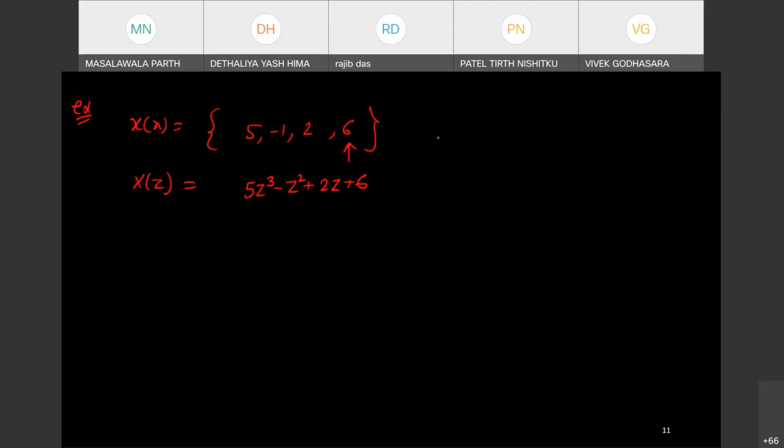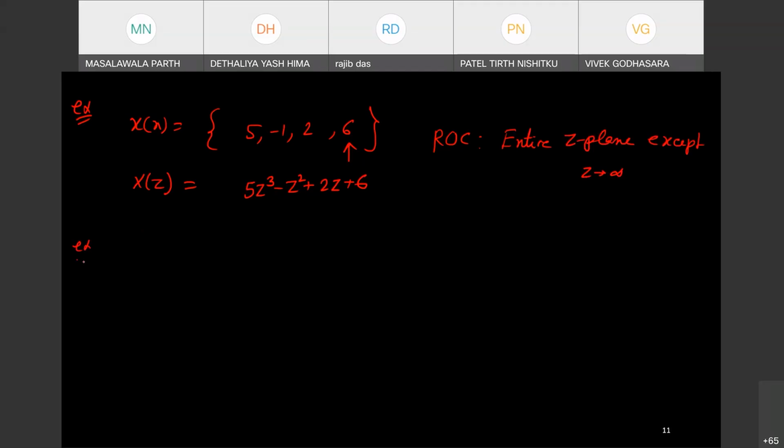What is the ROC? The entire z plane except z equals to infinity. When z equals infinity, again it will become infinite. So the ROC will be the entire z plane except z approaching infinity. Right? So that is for a left-side sequence.